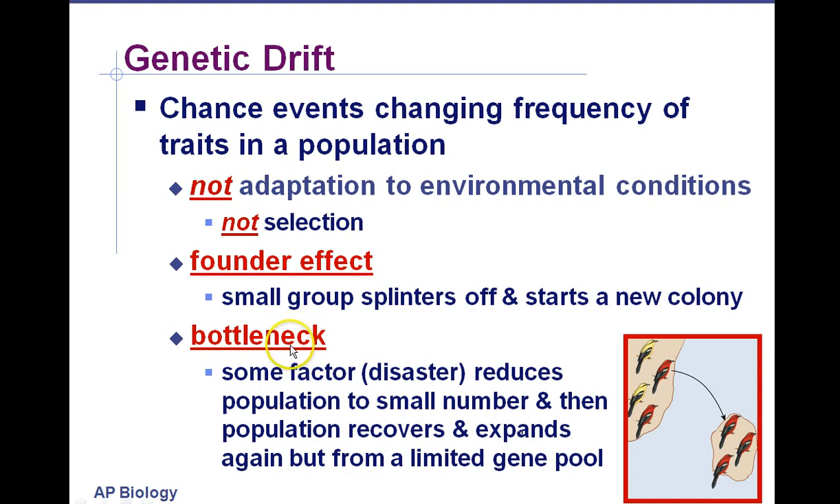A bottleneck is some factor or disaster that also reduces the population to a small number and also will eliminate some of the genes from a gene pool, some of the traits from the population as a result of disaster. So think of bottlenecks as a disaster, reducing the number of traits. The founder effect is a splinter group founding a new area and only taking the traits that the group has with them.